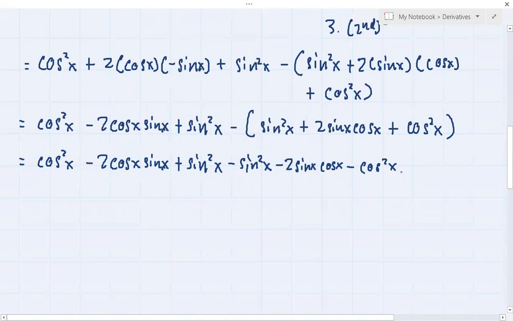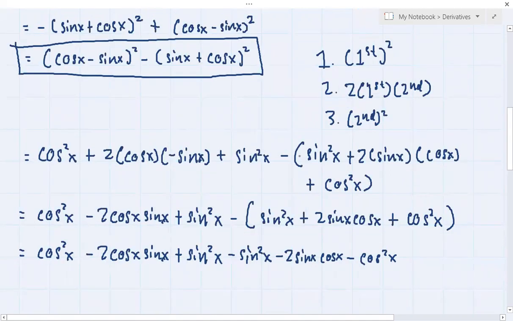Now, let's simplify. Okay, I hope tama ako. Cosine x, cosine squared x. Okay, tama. And then, wait lang, chine-check ko lang if tama ako ha. Baka mali pala ako sa huli.